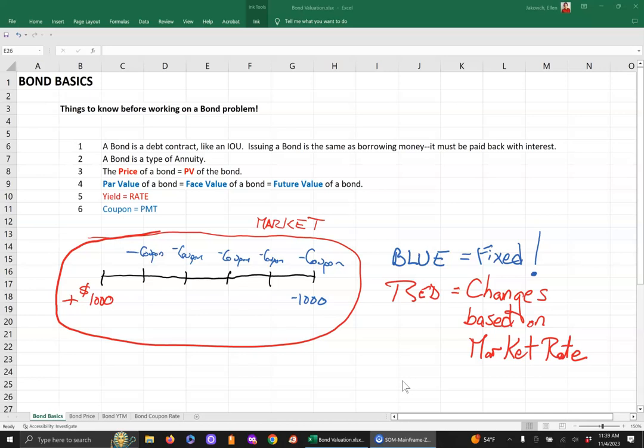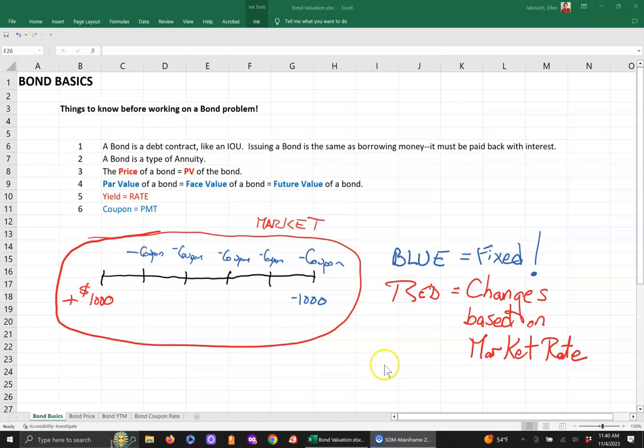First of all, there are some things you should know before you jump into a bond problem. Understand that a bond is a debt contract. Instead of the company borrowing money from a bank, it's borrowing money from the market, from a group of people out there who are looking for investments. So you're borrowing money from people. When you do that, you have to pay it back with interest. And that's a contract between you and whoever buys that bond from your company.